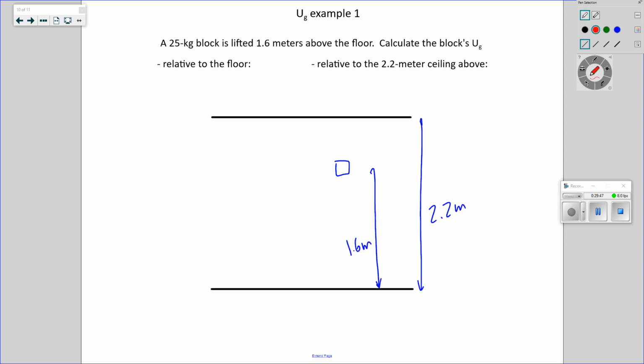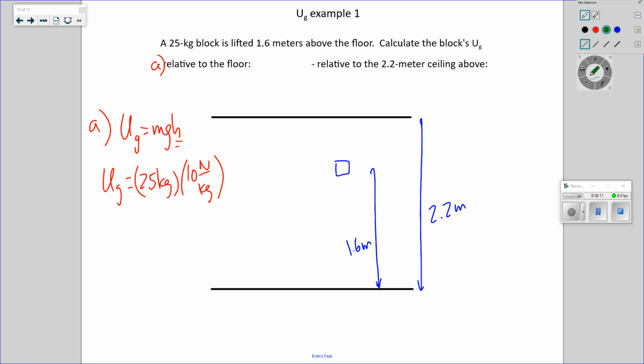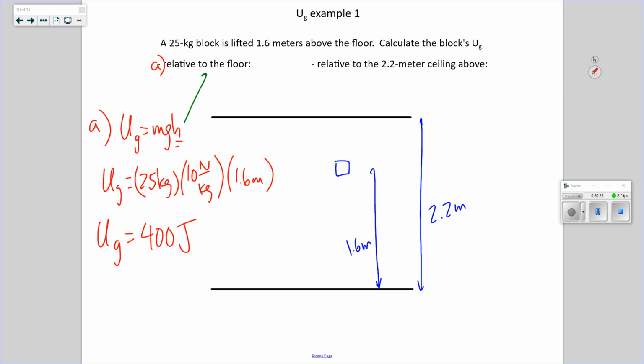Question A says, what's that block's gravitational potential energy relative to the floor? Okay, so UG is mgh. UG is 25 kilograms times 10 newtons per kilogram times h. So how high is this thing? Well, how high is it relative to the floor? Well, 1.6 meters. So we get 250 times 1.6. Go, go, go. 400. 400 joules. Is that true? Probably. Yeah.